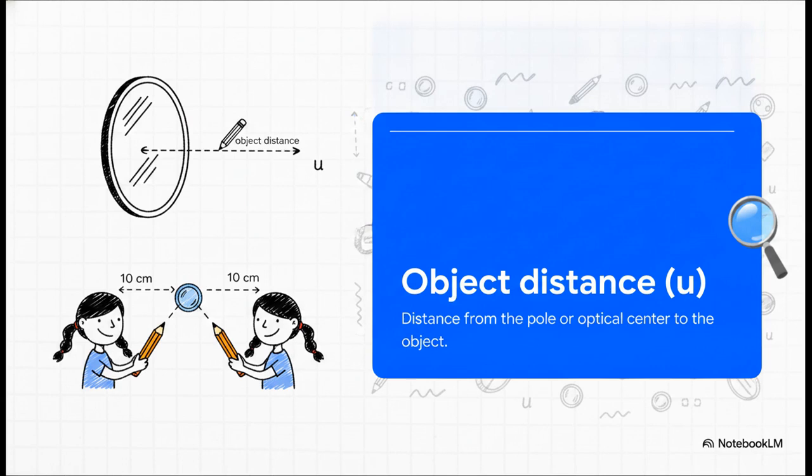First up is u, which stands for object distance. Just picture the physical space between the optical instrument, say the pole of a mirror or the center of a lens, and the actual physical object you're looking at. In our lab mystery, the pencil is the object, and both students placed it 10 centimeters away. So for both of them, u is going to involve that 10 centimeters.